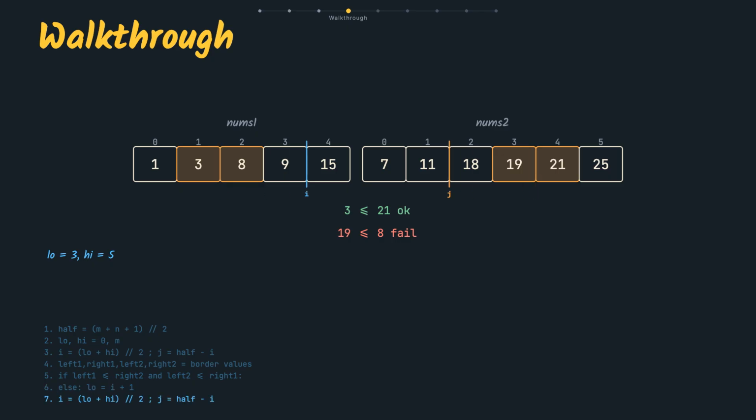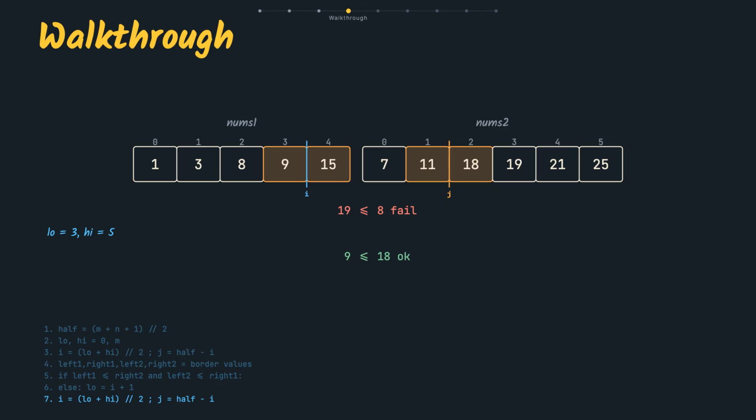New midpoint cut. Position 4. 4 numbers from the first array on the left, so the second gives just 2. Border numbers now. First array, left edge 9, right edge 15. Second array, left edge 11, right edge 18.